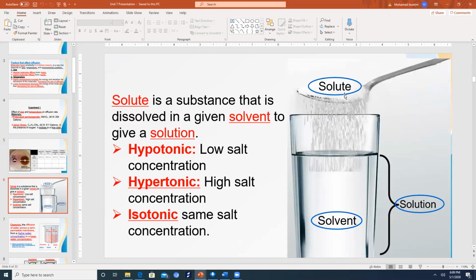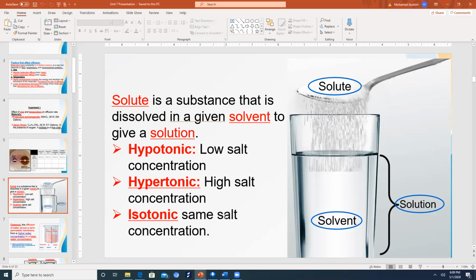You need to know the difference between a solute, a solvent, and a solution. If you have a cup and you have a spoon of sugar, sugar here is going to be your solute. If you dissolve it in water, water is going to be your solvent. The two together will mix and make a solution. Okay?